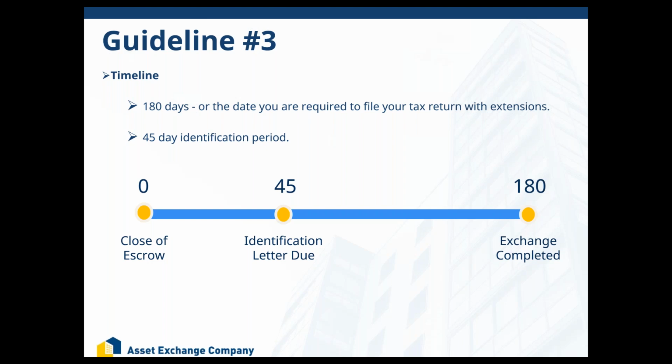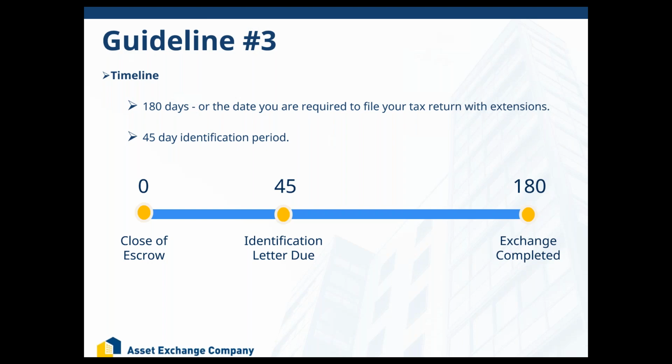But here's the thing with the 45 days. Let's just say they find the perfect property and it's day 46. At that point, it's too late. So whatever they put on that form by midnight of the 45th day, they're going to have to make sure that they're going to be able to purchase at least one of those properties by day 180. If they're purchasing the property and it's day 181, unfortunately, they're paying all their taxes. If they don't identify any properties by midnight of the 45th day, they're paying all their taxes.